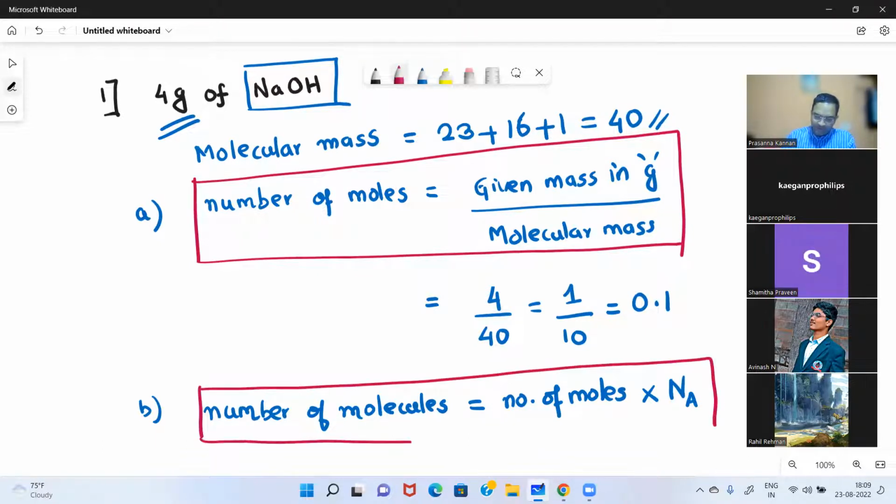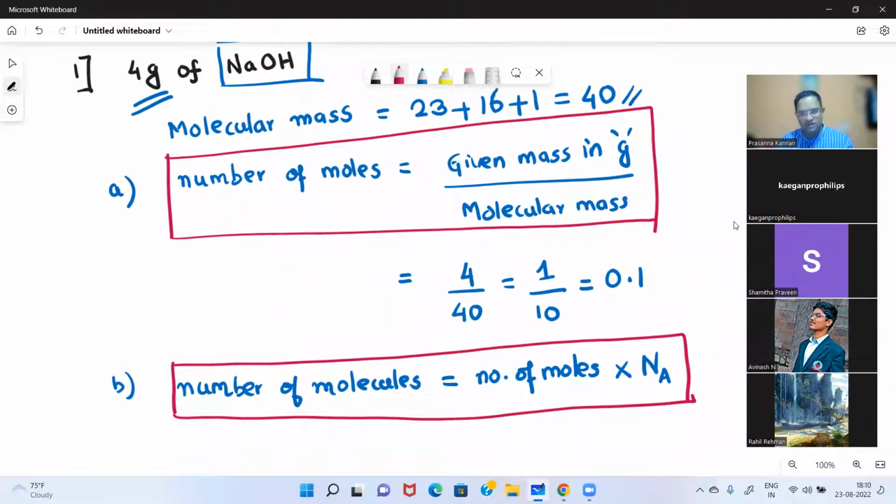This also is the same calculation, right? 1 chocolate 10 rupees, 2 chocolates 20 rupees, same concept. 1 mole of sodium hydroxide or any compound will contain Avogadro number of molecules. 1 mole contains Avogadro number. 10 moles will contain 10 into Avogadro number. 2 moles will contain 2 into Avogadro number. 0.1 mole will contain 0.1 into Avogadro number. That's all. Immediately you can answer the question, but you can go by the formula, so that not much thinking is required.